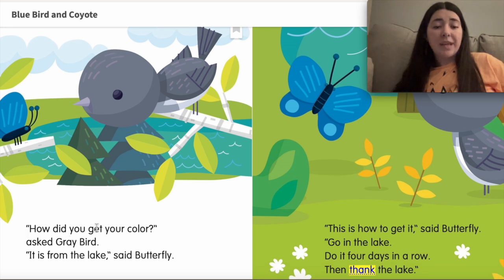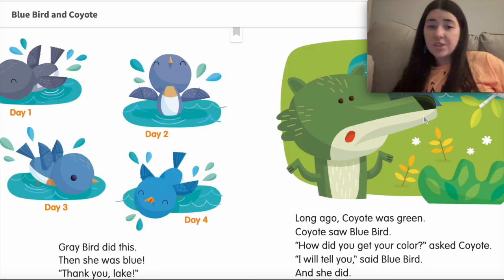How did you get your color? asked Graybird. It is from the lake, said Butterfly. This is how to get it, said Butterfly. Go in the lake. Do it 4 days in a row. Then thank the lake. Turn your page.